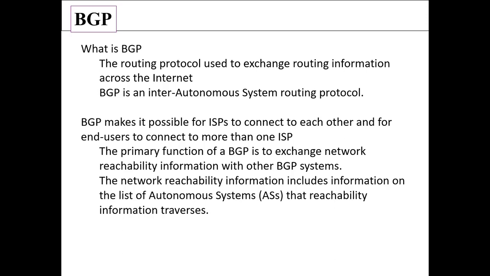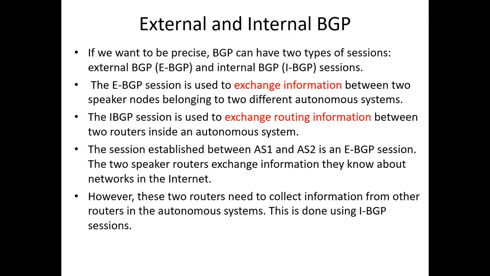So this is mainly what the Border Gateway Protocol is used for: how internet service providers communicate and connect to each other, and at the same time how an end user connects to more than one internet service provider. It exchanges network reachability information with other Border Gateway Protocol systems, including the list of autonomous systems that the reachability information traverses.